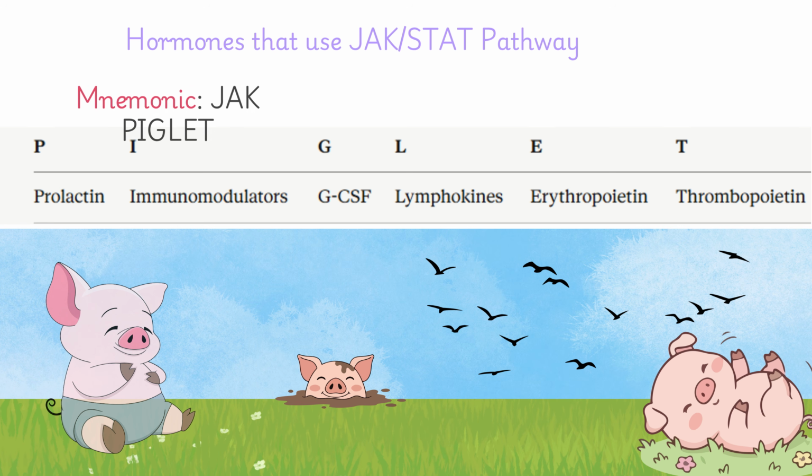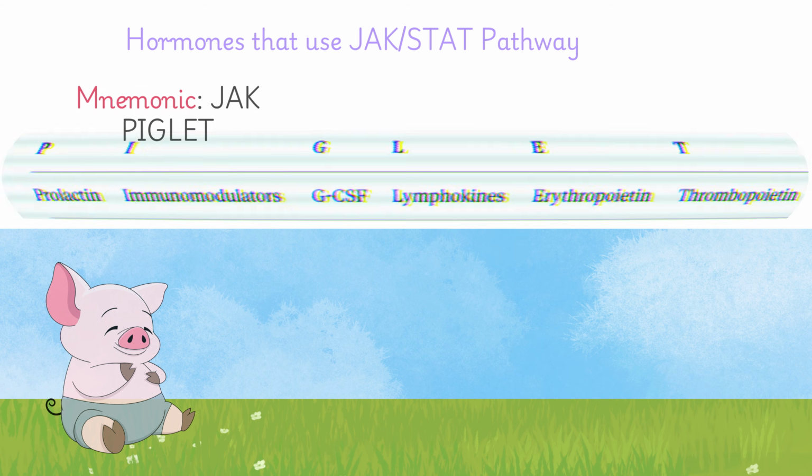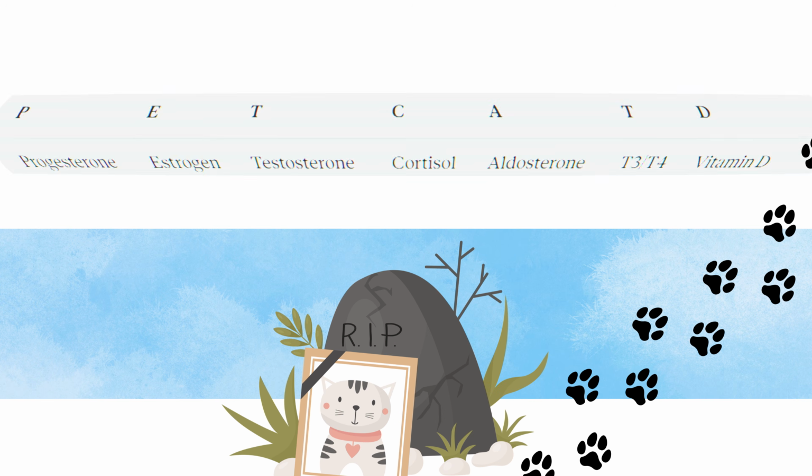I is for immunomodulators and cytokines. G is for GCSF, granulocyte colony stimulating factor. L is for lymphokines. E is for erythropoietin. T is for thrombopoietin. Also remember that growth hormone, IL-2, IL-6, and interferons can also signal through the JAK/STAT pathway.